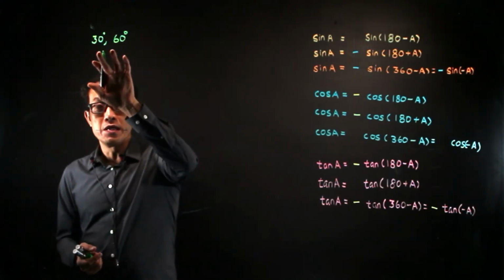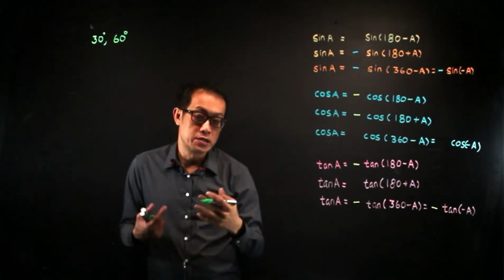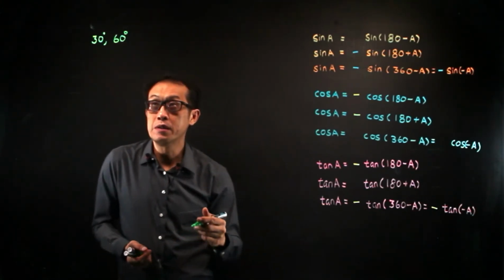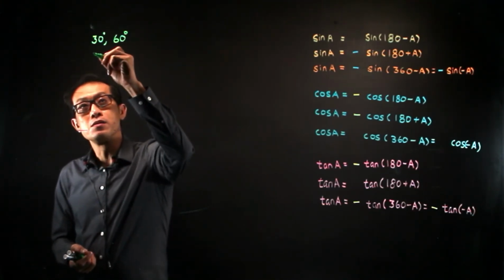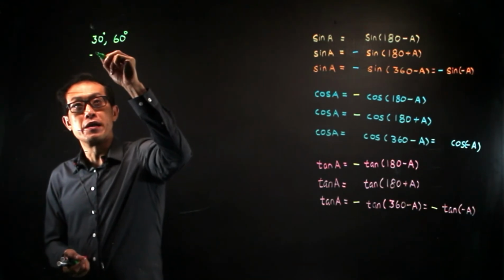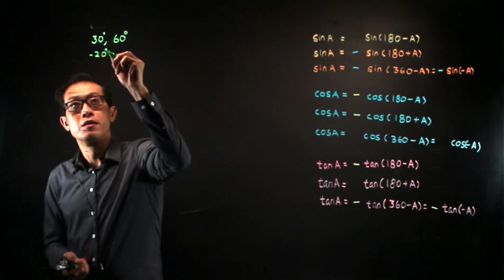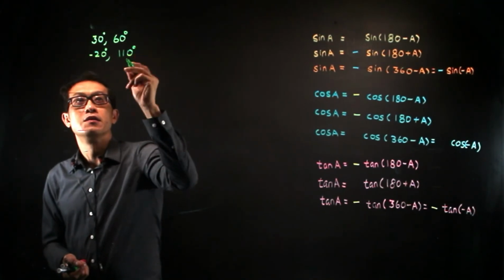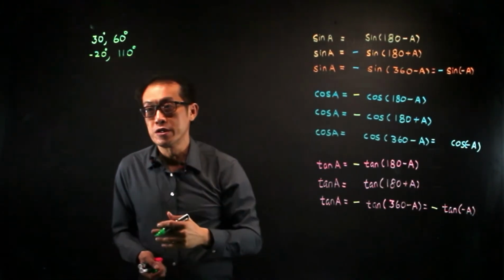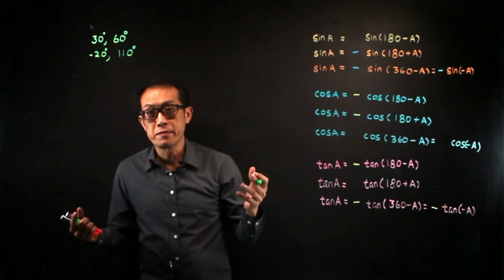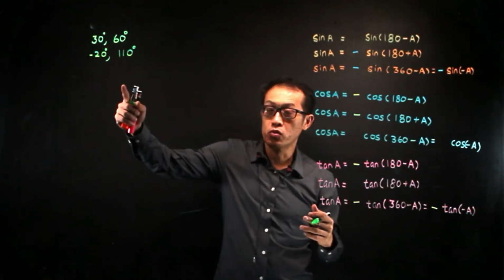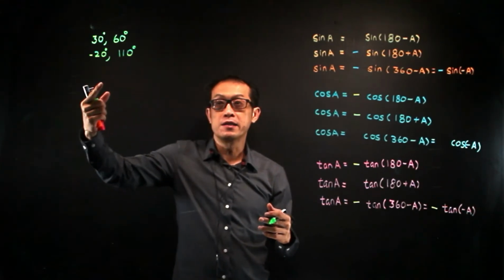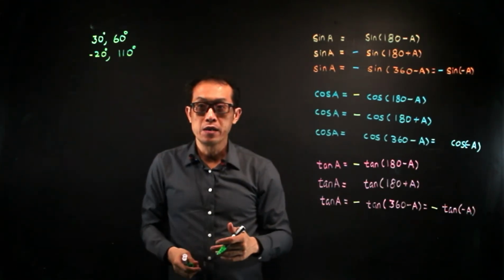Now, must this be in the first quadrant or must it be positive? No, not necessary. I give you an example. Let's say this is minus 20 degrees and this is 110 degrees, these two are complementary also. So it doesn't matter as long as it adds up to 90. Then the two angles are said to be complementary.